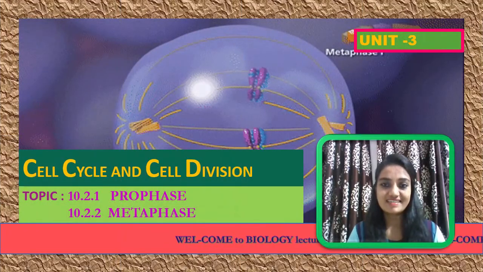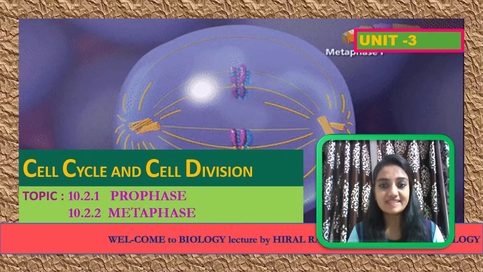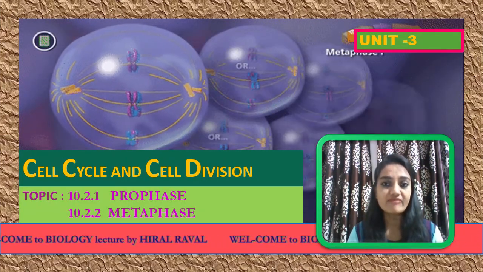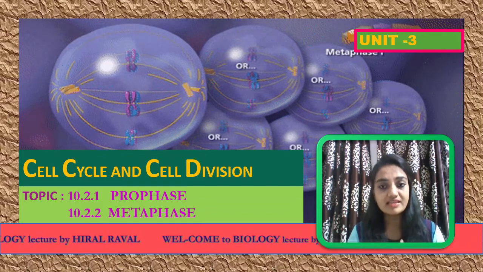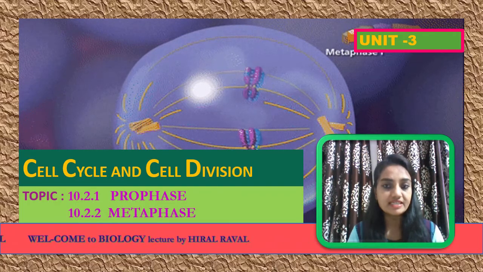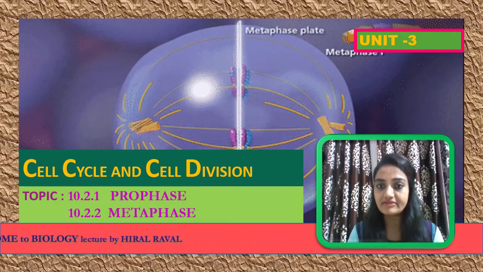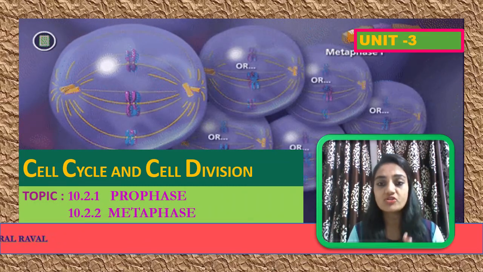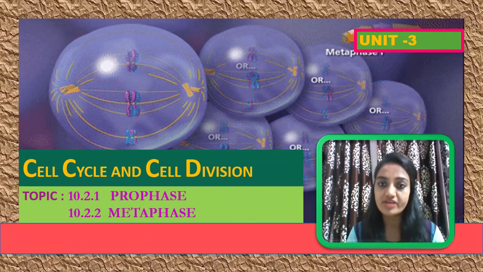Hello students. In the previous lecture we discussed the cell cycle, and today we are going to discuss the M phase of the cell cycle, also called the cell division phase. A cell division phase can be divided into two groups, karyokinesis and cytokinesis. So today we are going to start with karyokinesis.